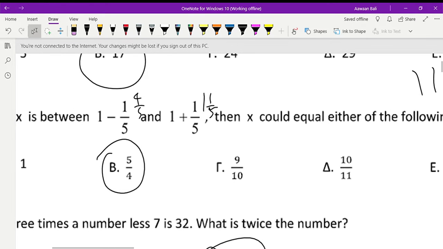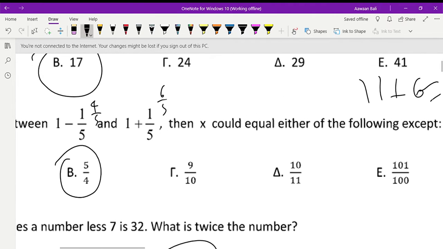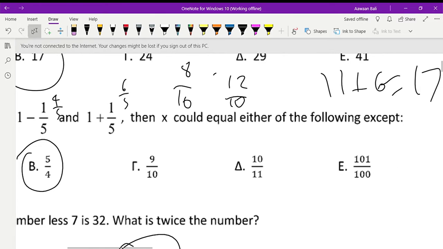And if you take the LCM, okay, let me put this into 6 upon 5. Okay, there we are. Then that would be easier. So when you're taking the LCM of 10, you would have 4 upon 5 as 8 upon 10, 6 upon 5 as 12 upon 10. So 9 upon 10 would be in the middle, definitely.